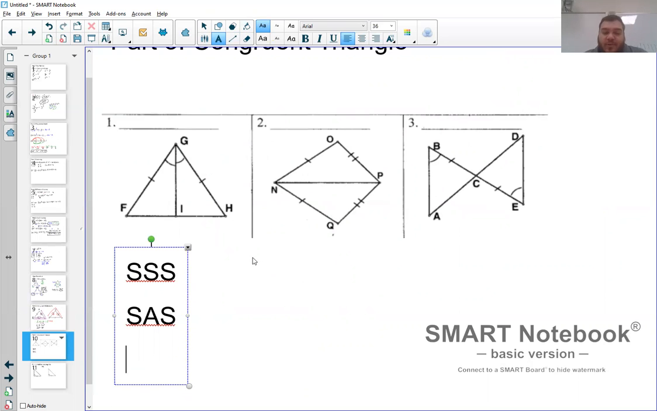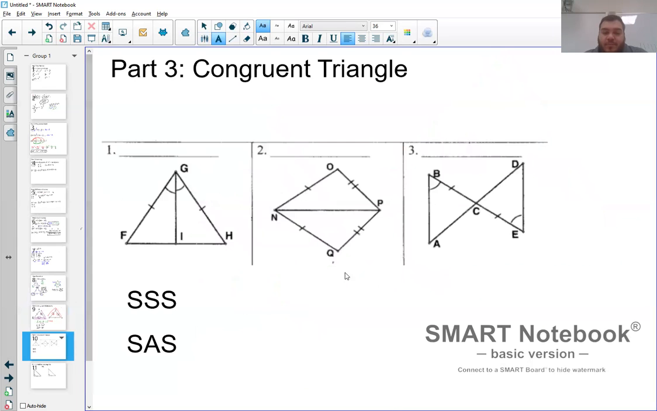Let me put it here. It goes: angle, side, angle, angle, angle, side, and hypotenuse leg.